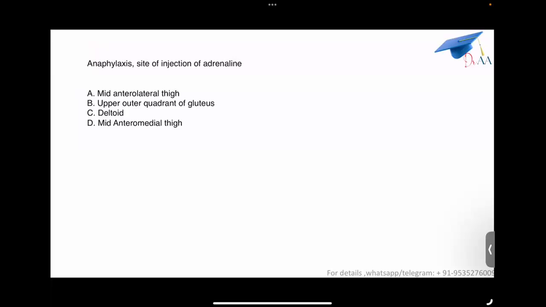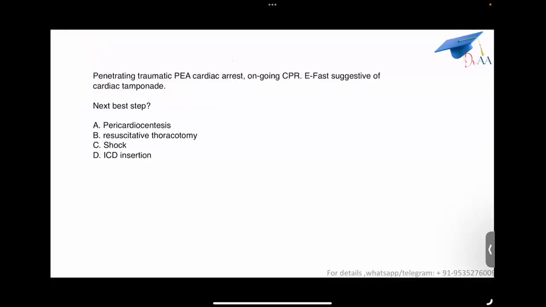There is an anaphylaxis and the site of adrenaline varied. There was a big scenario. Site of injection of adrenaline they're asking. Option A is the right answer. You give it in the anterolateral part of the thigh. So option A is the right answer here.